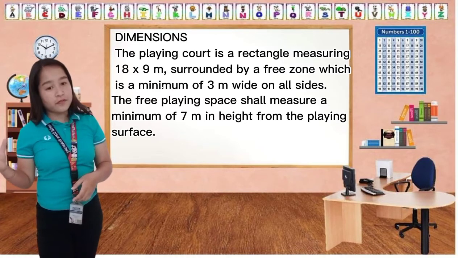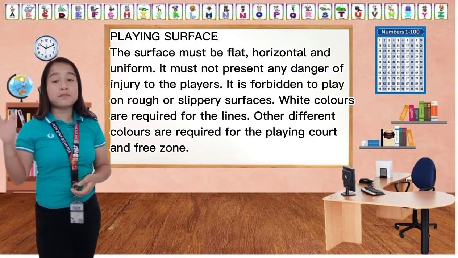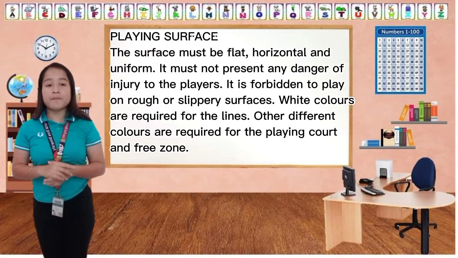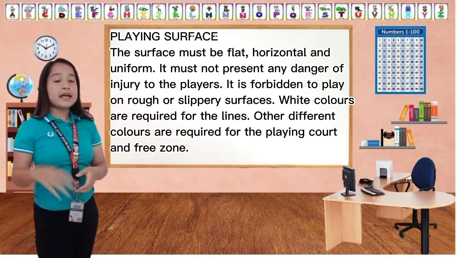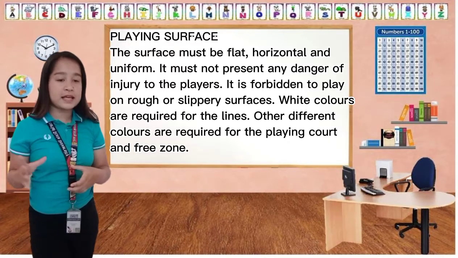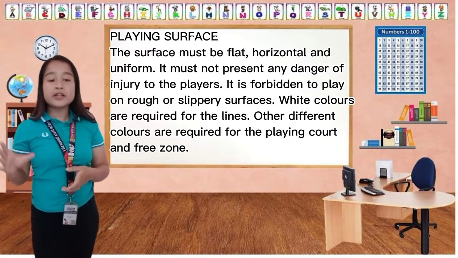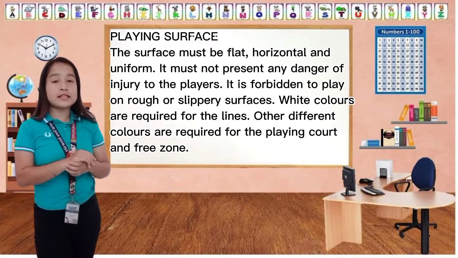Then the playing surface. The surface of the volleyball court must be flat, horizontal, and uniform. It must not present any danger of injury to the players. It is forbidden to play on rough or slippery surfaces. Then white color is required for the lines. Other different colors are required for the playing court and free zone.